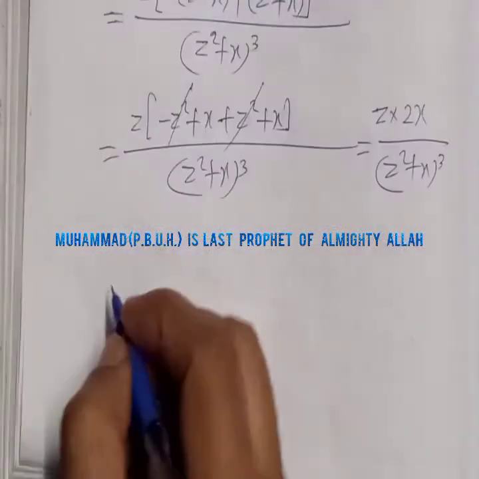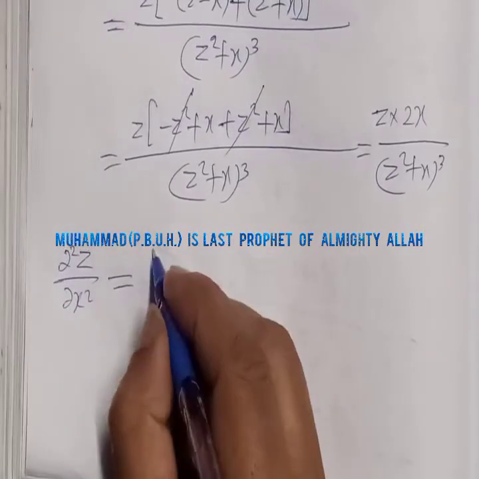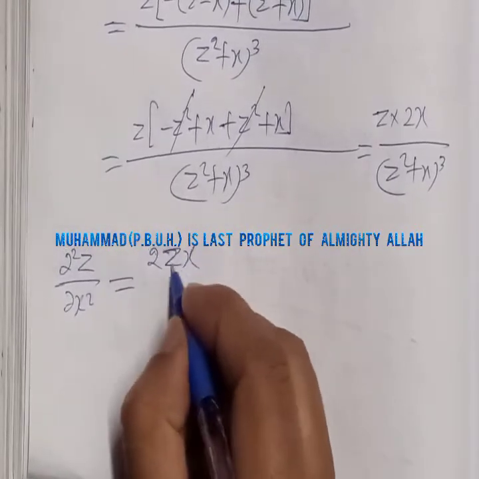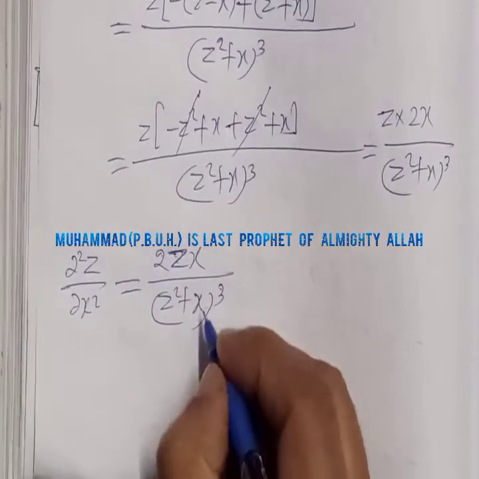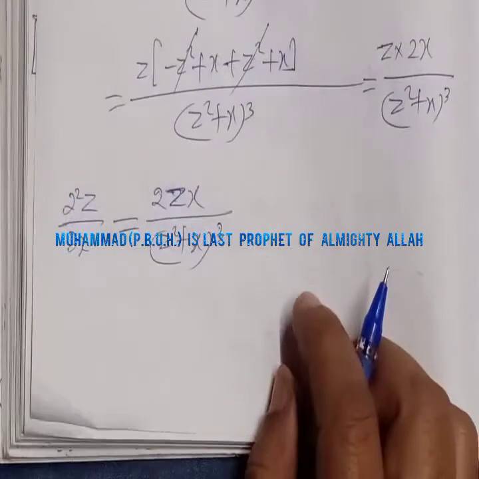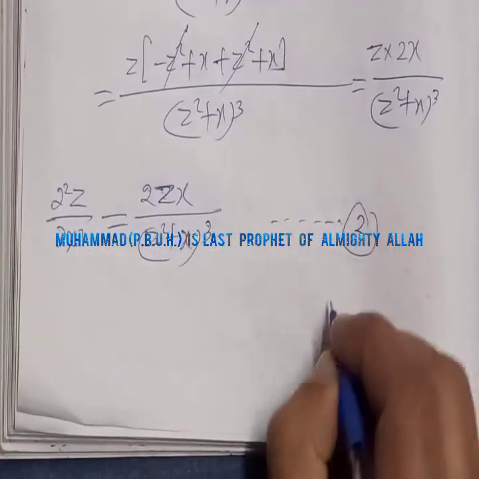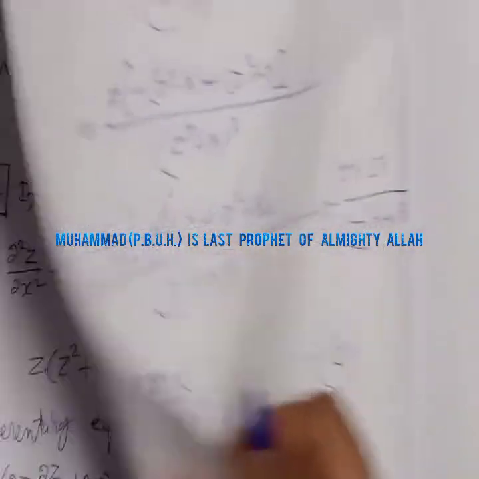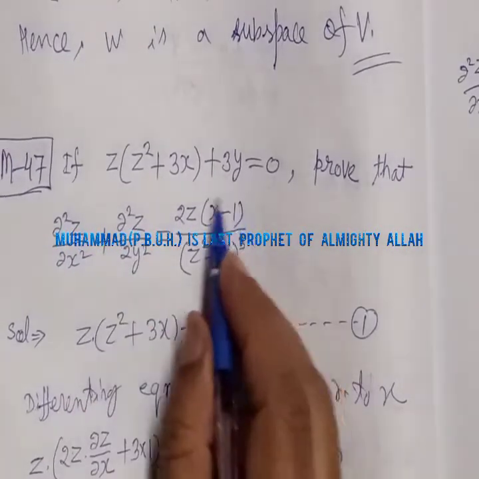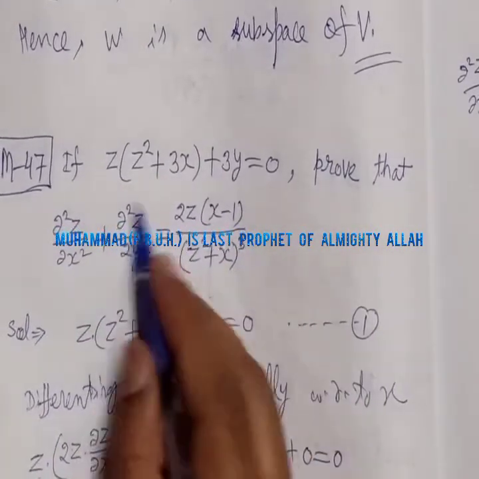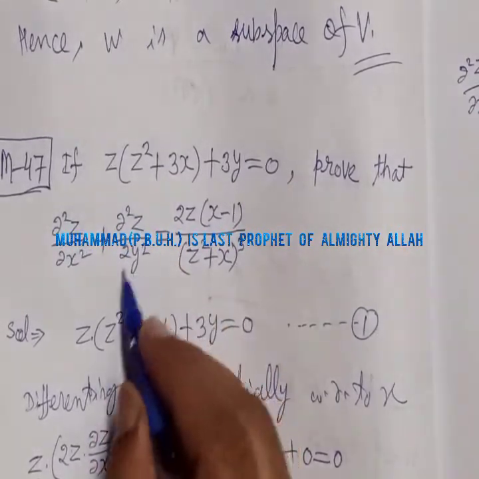So we find the value of del 2z over del x square, which is equal to 2zx upon z square plus x whole cube. Now we write it as equation number 2 because we need it in proving this, and also we have to find this value. So find del 2z over del y square.